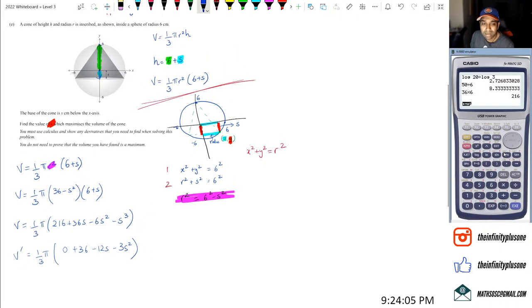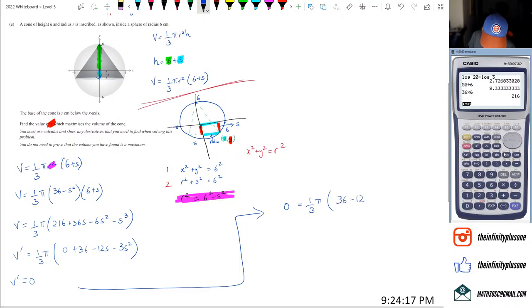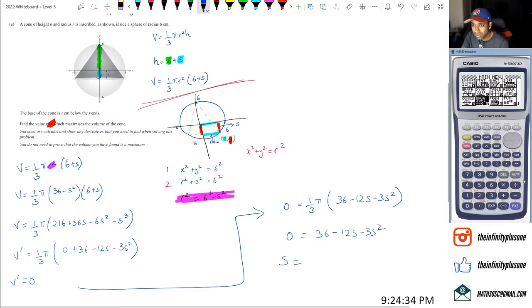And because we know that the maximum volume happens when V dash is equal to 0, we're going to write 0 is equal to 1/3 pi, bracket 36 minus 12s minus 3s squared. So get rid of the 1/3 pi to the other side. It becomes 0. So 0 is equal to 36 minus 12s minus 3s squared. I'm too lazy at this moment to solve this quadratically, so I'm just going to go straight into the equation solver.